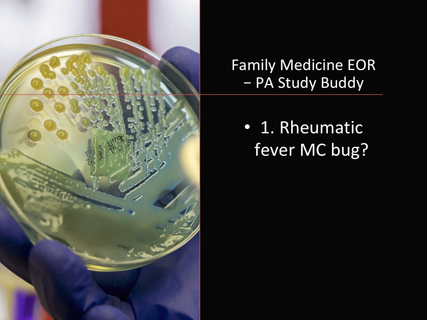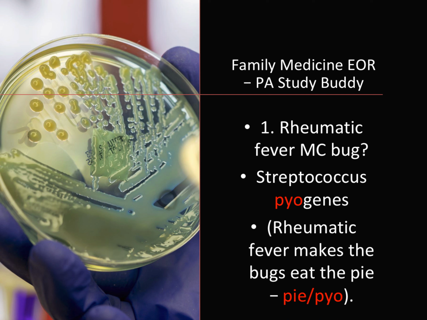Rheumatic fever, most common bug is. So one of the tips I can give you guys, when I was studying for my PANCE and EOR, I would always make little mnemonics or little stories along the way to help me memorize the information. And how I remember rheumatic fever, most common bug is Streptococcus pyogenes. I would ask myself, what does rheumatic fever bug like to do? What does it like to eat? And the way I remembered it, rheumatic fever bug loves to eat the pies. So pie, pyogenes. So if you see rheumatic fever in your stem and it's asking you what's the most common bug, look for pyo in the answer, Streptococcus pyogenes, and you'll get it right.